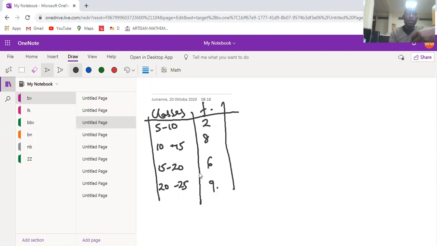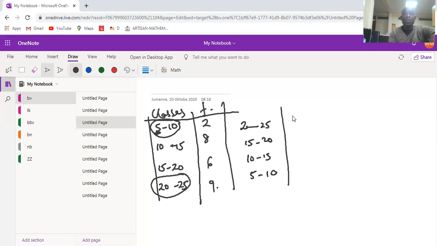If you are looking for the range for the grouped data, it is actually the lower limit of the smallest class. Remember, the smallest class is this, which has got the score between 5 and 10. This is the smallest class, and this is normally referred to as the highest class. But remember, in a question, it can change. You can have this class 20 to 25 being the first one, 15 to 20 the second one, 10 to 15, and then 5 to 10. It does not have any harm. Somebody can organize it like this.